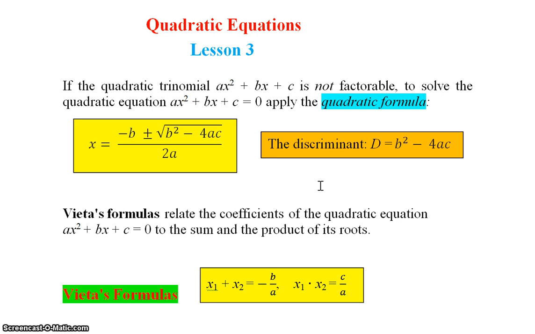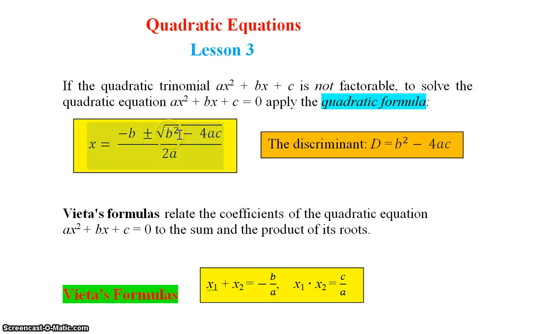If the discriminant is a perfect square, it means that it is a number like 9, 16, 25, 144, then the roots of the quadratic equation are rational. It means they are fractions or integers. In this case, it is easier to solve the quadratic equation by factoring.